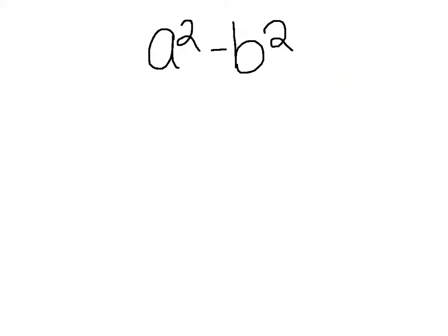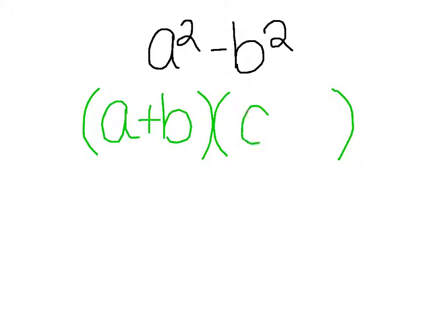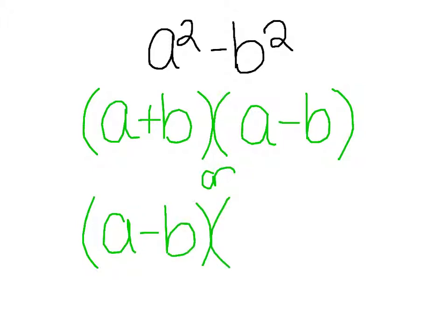So if I give you a squared minus b squared, the rule is that we can factor it into two binomial factors, and it's going to be whatever number is being squared, so that would be a and b, and it would be a plus b times a minus b. Now remember, order doesn't matter for the factors, so this could also be a minus b times a plus b. But this is the rule for factoring difference of squares.